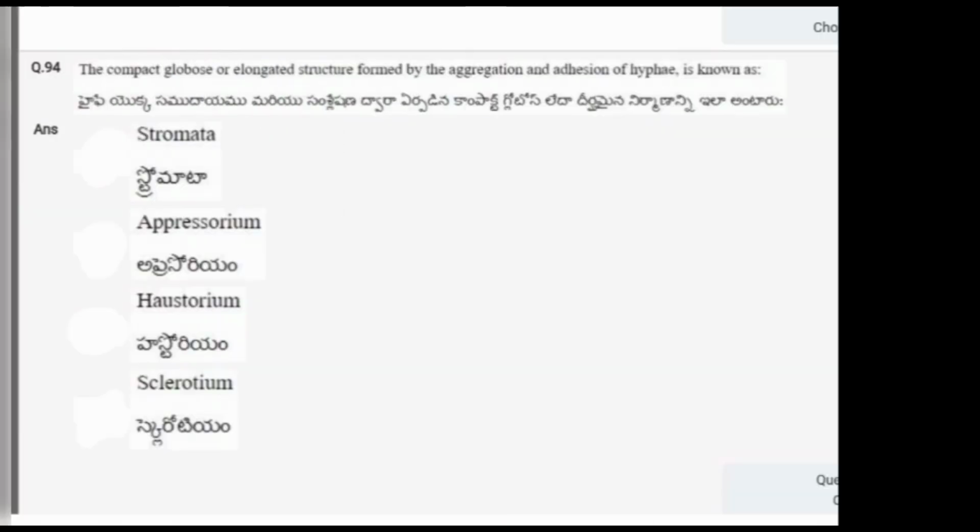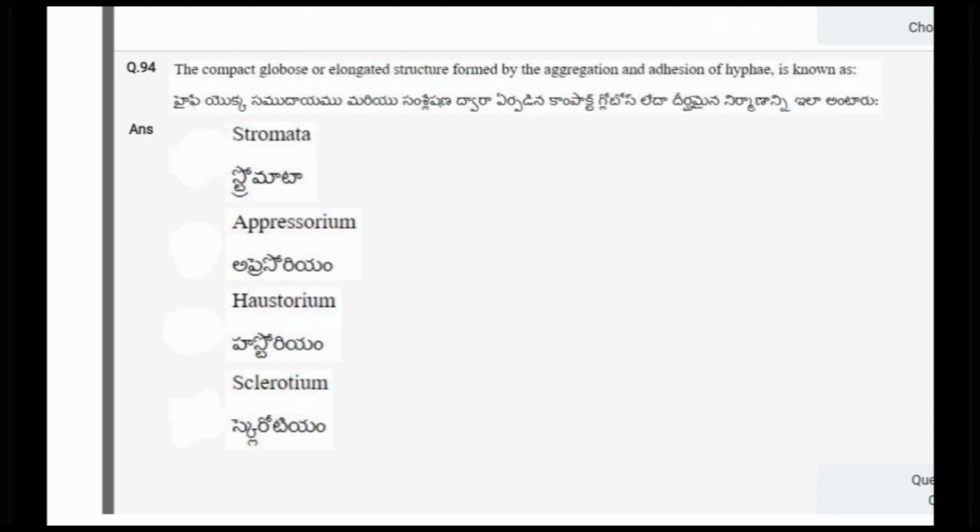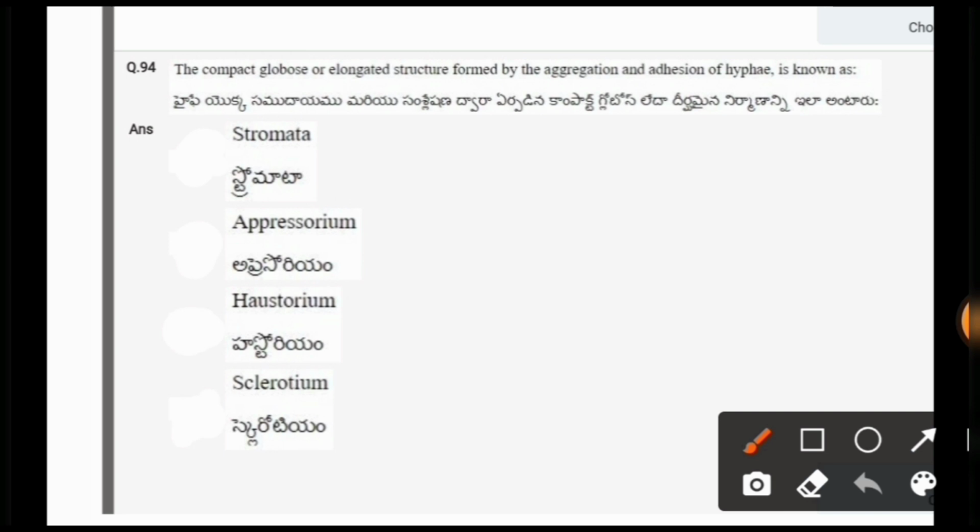Let's see the next question. So the compact globose or elongated structure formed by the aggregation and addition of hyphae is known as. The options are stromata, appressorium, haustorium and sclerotium. The correct option is the sclerotium.